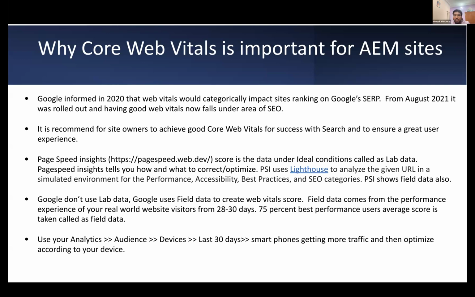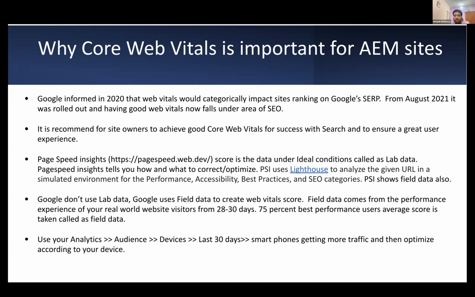So what is the field data? Field data is the actual data which is being used by Google for the score computation for the core web vitals. It comes from real user interaction over a period of 28 to 30 days. So whatever the performance experience of the real users for a site over a period of 28 to 30 days, the best 75 percentile score of that is being considered as the field data.